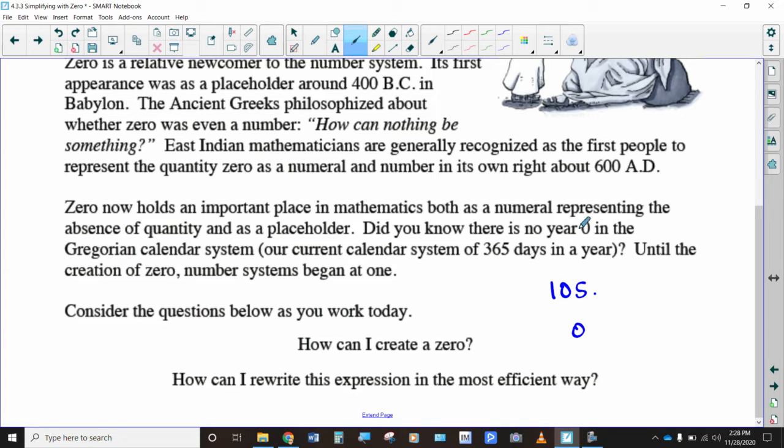Did you know there is no 0 in the Gregorian calendar system, the one that we use right now? Until the creation of 0, number systems began at 1. And that's why we start our numbering system with what we call counting numbers, as opposed to whole numbers, and 0 is included as a part of the whole number set. So consider these questions below as you work today. How can I create a 0, and how can I rewrite this expression in the most efficient, in other words, simplest way?